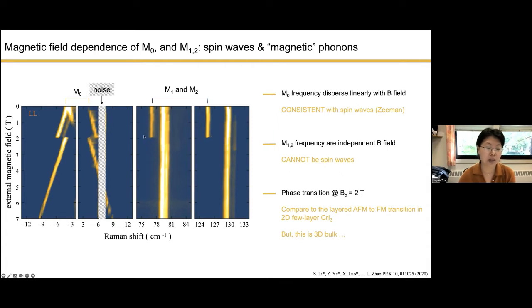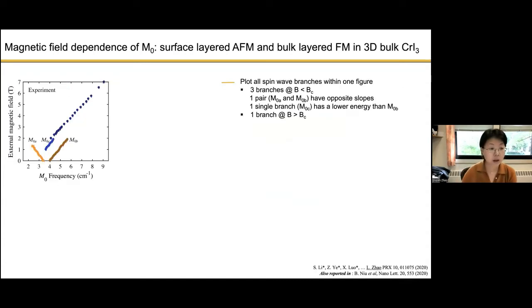here. There is an abrupt change of the Raman spectra. And we are dealing with this bulk chrome triodide, whereas this 2 Tesla was originally attributed to the spin flip transition in few layer chrome triodide. So this is one thing that we keep in mind.